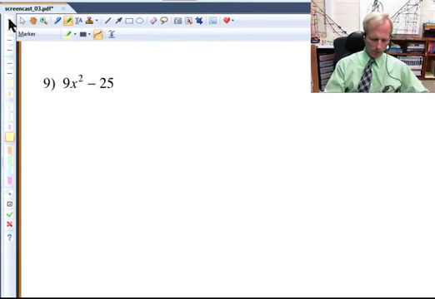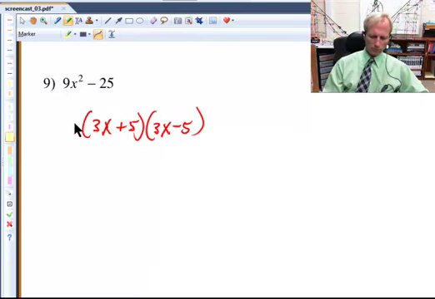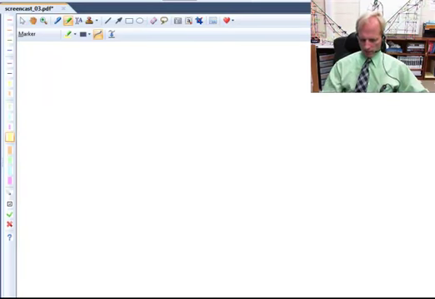Alright, here's another one, difference of perfect squares. So I can tell this is going to be 3x plus 5 times 3x minus 5. And that's that. And bear with me, I think I only have 3 more problems.